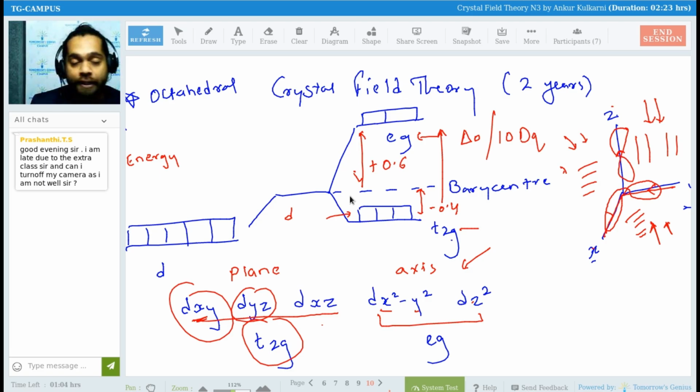Okay, now look over here. How do we do this, and what is the use of CFT? Let us do the CFT. Is it clear? Everyone is clear till over here.